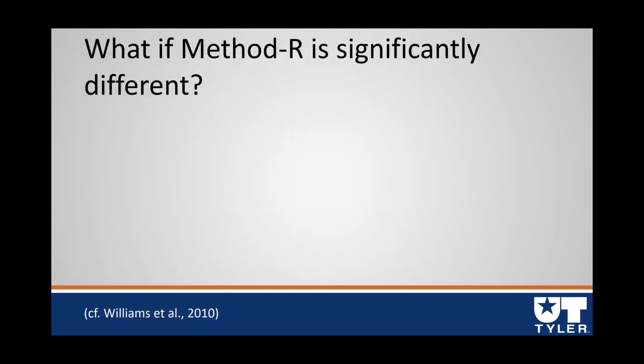Now, what if method R is significantly different? Then I would refer you to the citation at the bottom of the screen and tell you that Williams et al. 2010 does a really good job of walking you through the steps that you would want to take if you were going to pursue your common method variance a little more. Maybe you found that, based on your method U and your method R, oh my gosh, it does skew the relationships. So the first thing that I would want to do is my reliability decomposition, because that will quantify the amount of method variance.